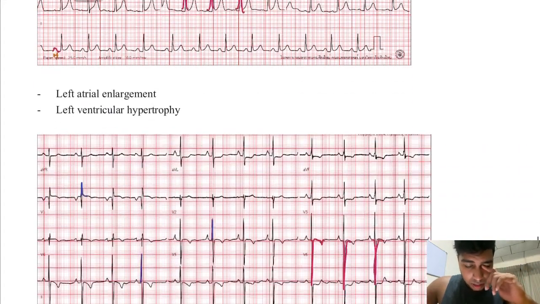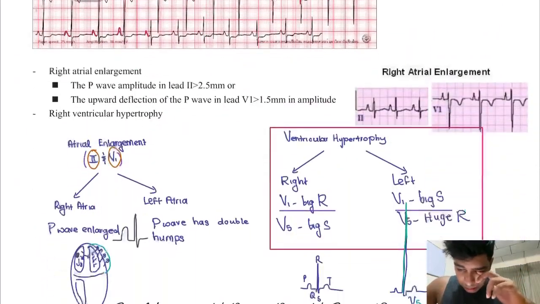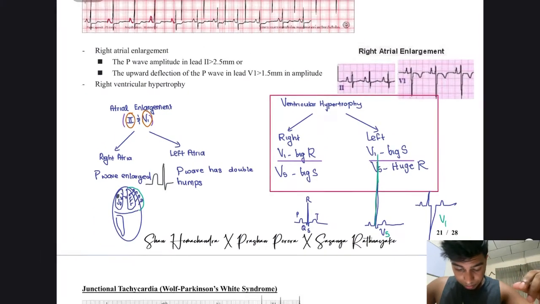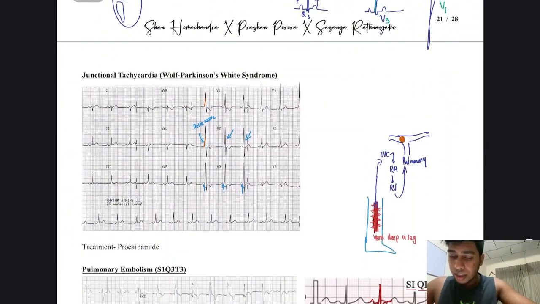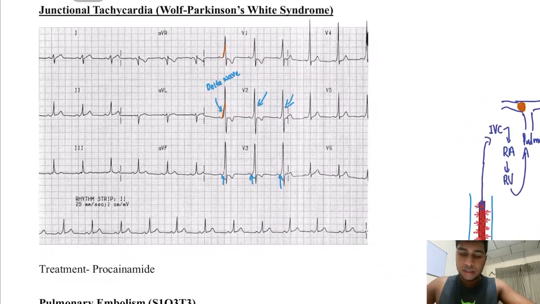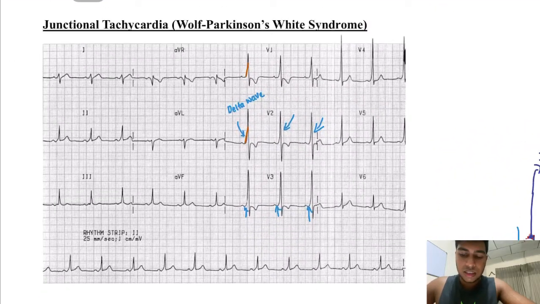Okay, remember this. So that's it for the types of changes. Now we'll go over some different conditions and the relevant ECGs. First is a junctional tachycardia, also called Wolff-Parkinson-White syndrome.